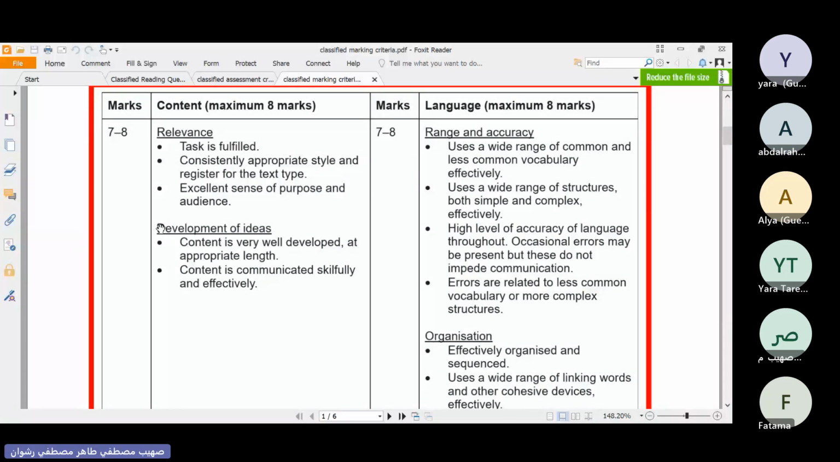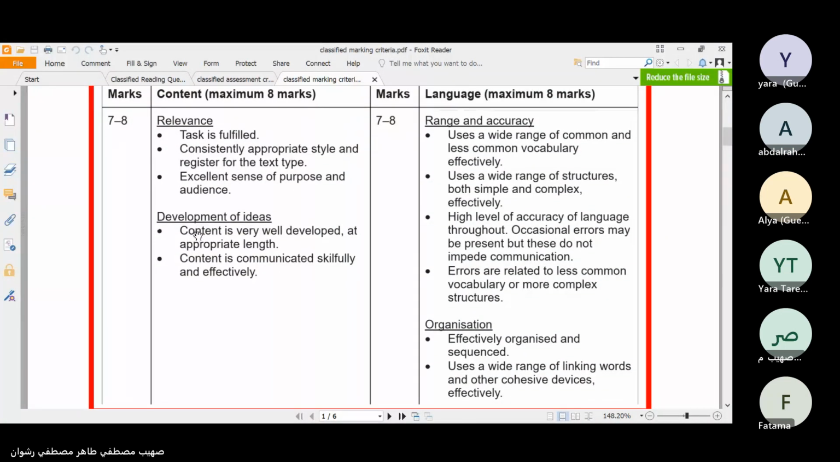Yes, development of ideas. Content is very well developed at appropriate length. Content is communicated skillfully and effectively.